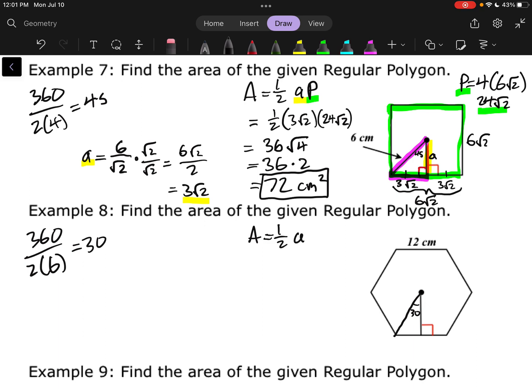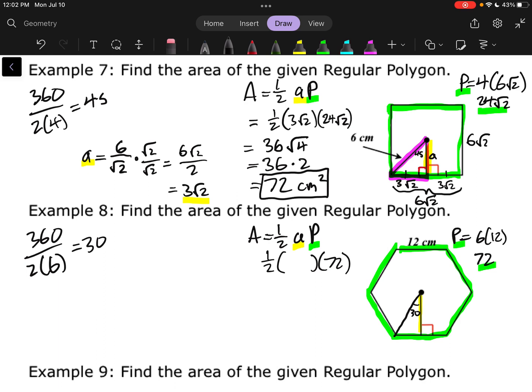Okay. So let's set up our 1/2 AP and figure out where we stand. So the apothem is this guy. We certainly don't have that. The perimeter, oh, this one's nice because we do know what the perimeter is, or we can at least find it really fast. The perimeter would just be 6 times 12, which is 72. So we know 1/2 times whatever the apothem is times 72 will be what we end up doing here.